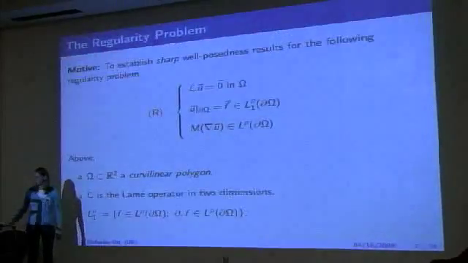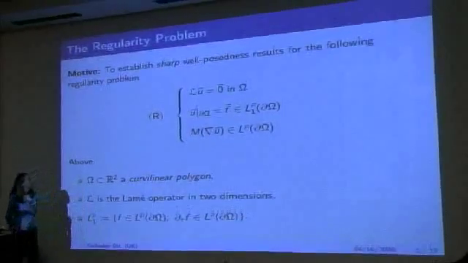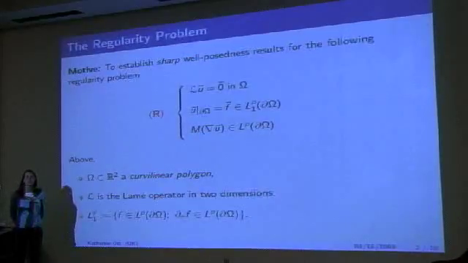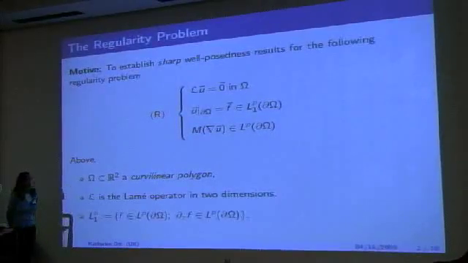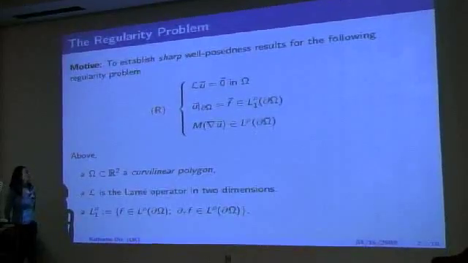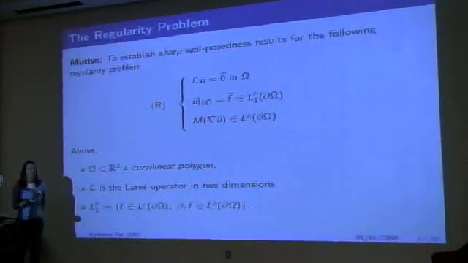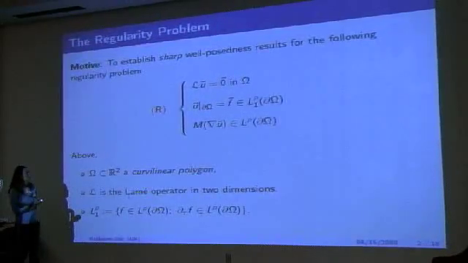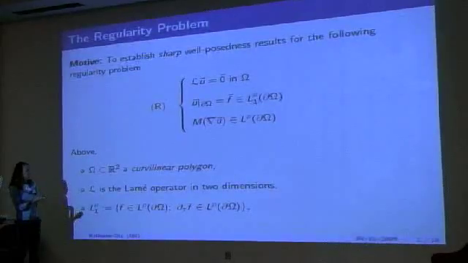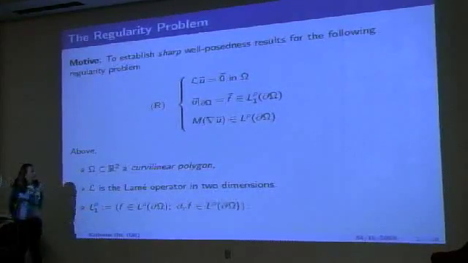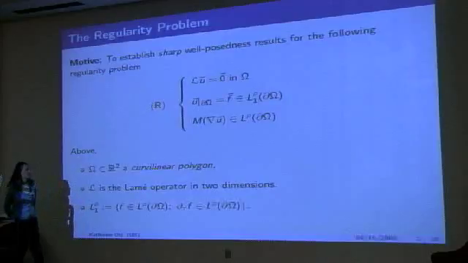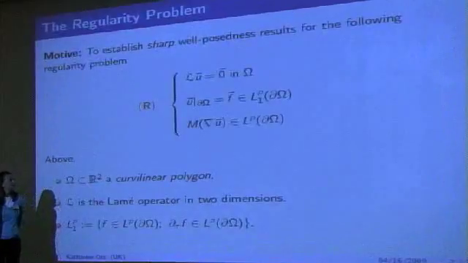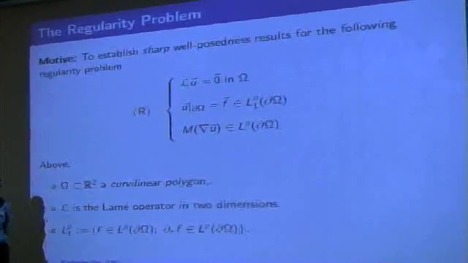So what I'm going to talk about today, the motive behind it is looking at the regularity problem in the case of the Lamé system of elastostatics for curvilinear polygons in 2 dimensions. Just to remind you of the regularity problem, we are seeking a vector valued function u that solves the Lamé system in a given domain omega with prescribed boundary condition equal to a function f in the space L^p_1 of the boundary, where we also seek the additional order of regularity that the maximal function of the gradient of u will also lie in L^p of the boundary.